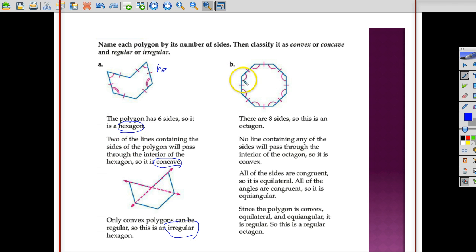For the next one, count how many sides: 1, 2, 3, 4, 5, 6, 7, 8. Eight sides, octagon. There are no angles caving in, so it is convex. All the sides are equal and all the angles are equal, so this is a regular octagon.